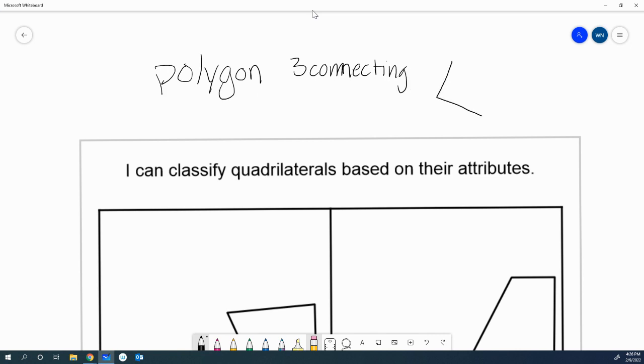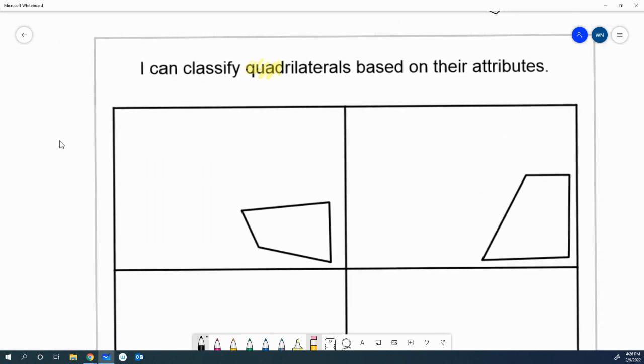So for example, that would not be a polygon. That is not a polygon. You have to have it closed. Now, a quadrilateral, that word quad, as we learned yesterday, means 4. So a quadrilateral just must have 4 sides. So let's dive into this very first one.